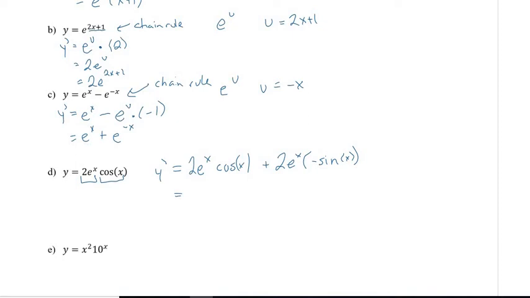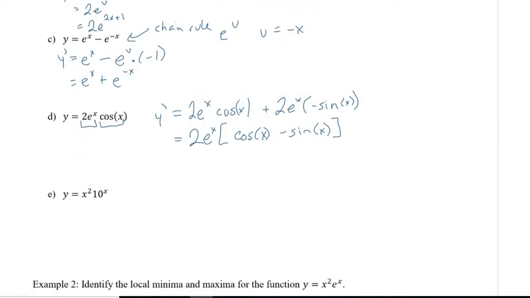Let's start by factoring out that 2 times e to the x, because that's nice and simple. And then we have cos of x minus sine of x. So not too bad. Let's do one more.